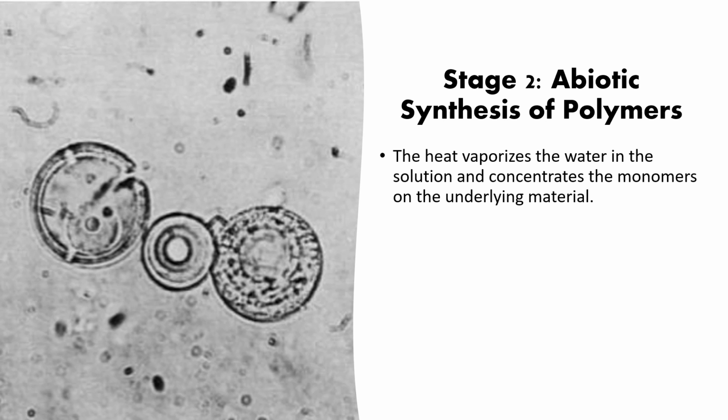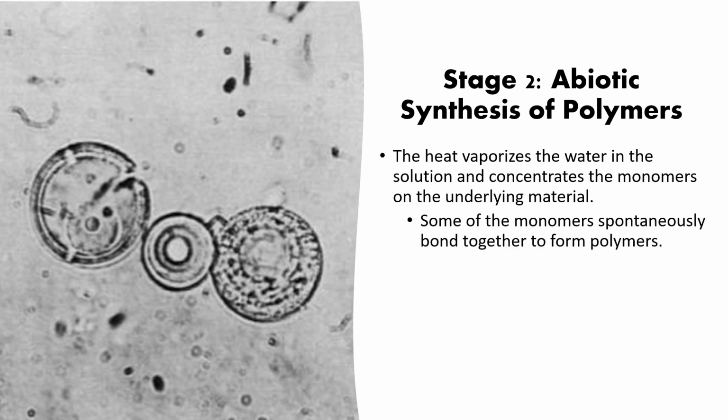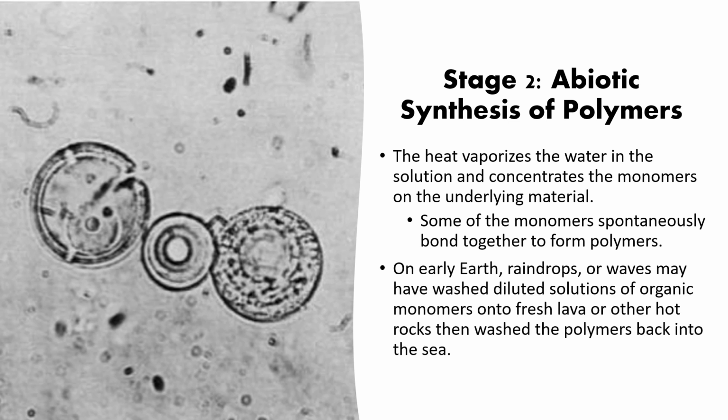Now, the way that they think this works is that if you have these organic monomers, let's say from those hydrothermal vents, they're in the water, and let's say the water washes up onto a rock on the land, and heat will vaporize the water, and what you're left with is concentrated monomers. Now, some of those monomers, because of chemical reactions, will spontaneously bond. And when they do that, they are starting to form polymers.